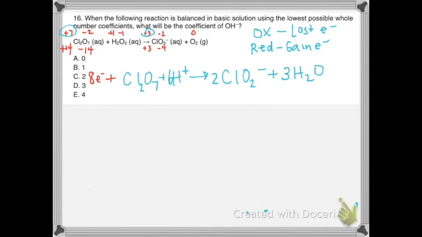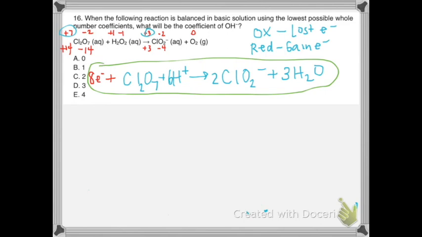So now we have the half reaction for our reduction. Okay, next step, oxidation. So let's think about what's being oxidized. We can see that the oxygens attached to the chlorines are staying the same. The oxygen from the peroxide and the O2 are changing.